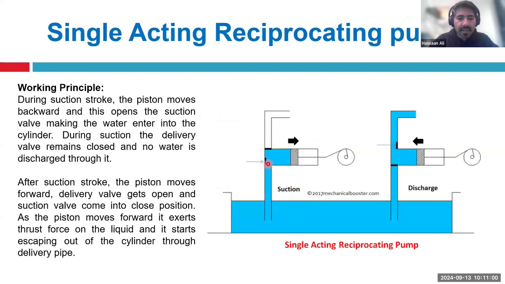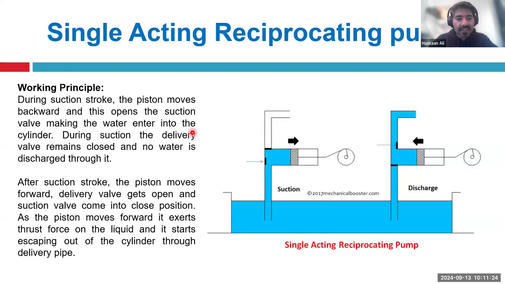This is just an example of the single acting one. You have one suction line, one discharge line. During the suction stroke, the piston will move backward. The water will enter into the cylinder through the suction port. And the delivery valve will remain closed. This is to ensure that there is no cross communication and there is no water being discharged through the discharge port in the suction stroke.